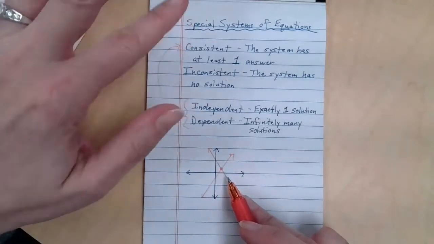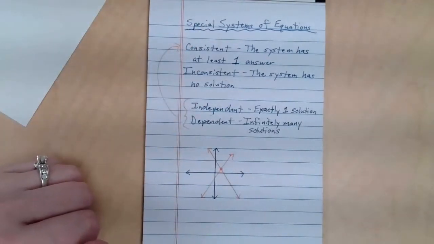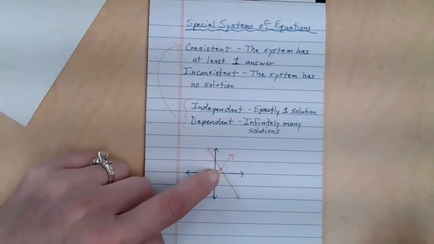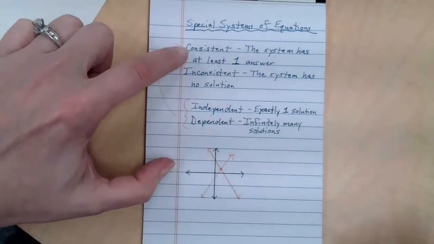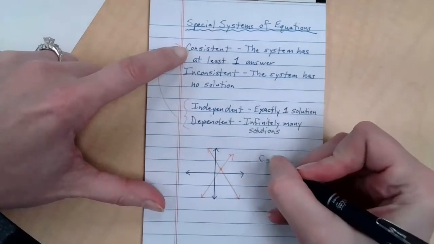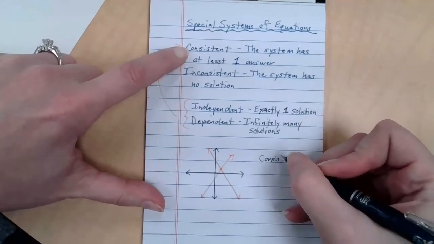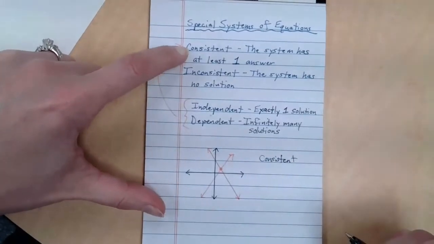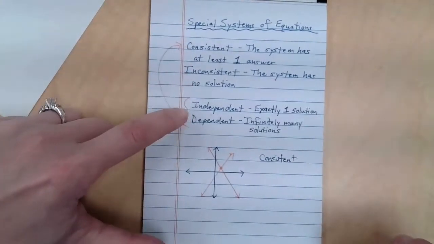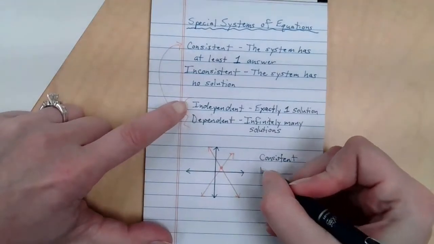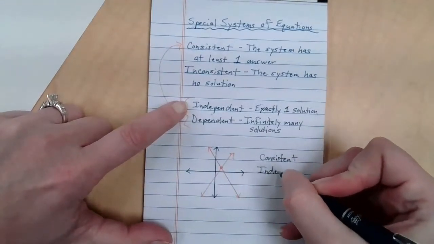So just wanting to practice the new vocabulary here, what does that mean? If it's got one answer and one answer only, we would say that it is consistent, because it has at least one answer. There we go, I can spell. And because it has only one answer, we would also call it independent.